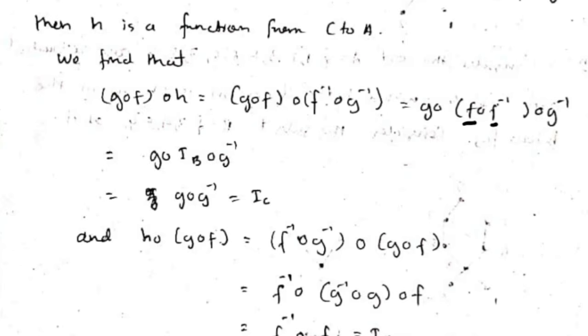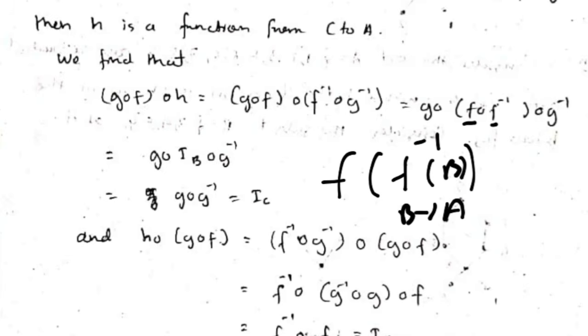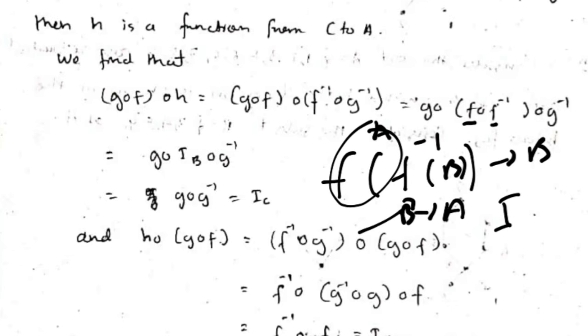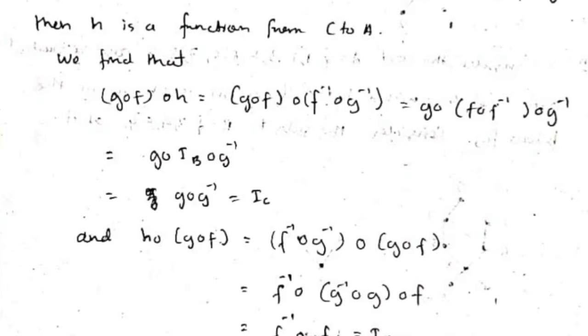Here we have f o f inverse, that means f of f inverse, okay. See here, f inverse is defined from B to A, right. So you will be entering the value of B here, and f inverse of B is A, and what is f of A? That is B, okay. Since you inserted the value of B here and got the output as B, that means it's an identity function, okay. So you'll write f o f inverse as IB, okay. Similarly, g o g inverse is IC, okay.